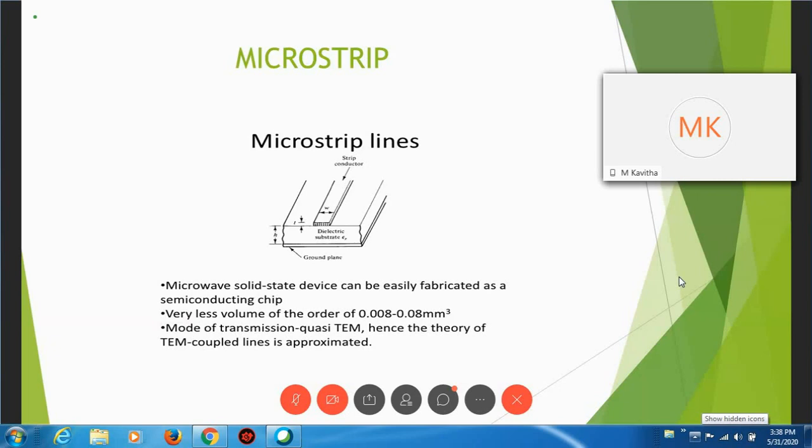So quasi-TEM mode is similar to the TEM mode, with only one difference: due to the propagation of the wave in the different media, the dielectric substrate and the air, additional longitudinal components of the electric and magnetic field are present, and they are very small. They can be neglected for the analysis, and this mode is called the quasi-TEM mode.